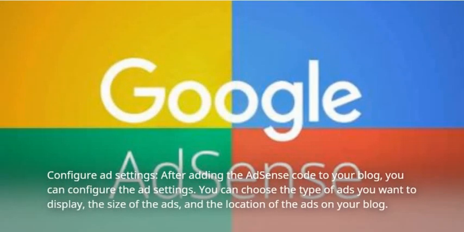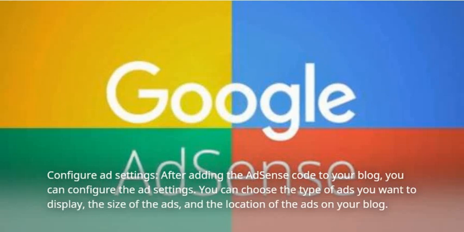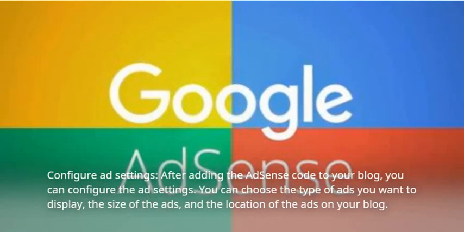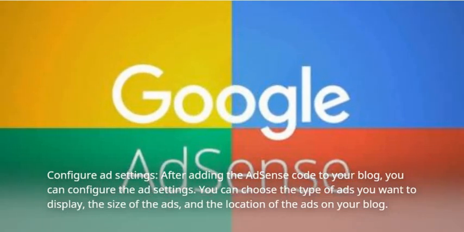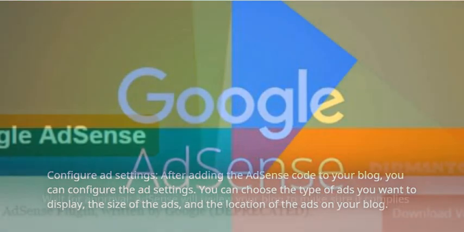Configure ad settings. After adding the AdSense code to your blog, you can configure the ad settings. You can choose the type of ads you want to display, the size of the ads, and the location of the ads on your blog.